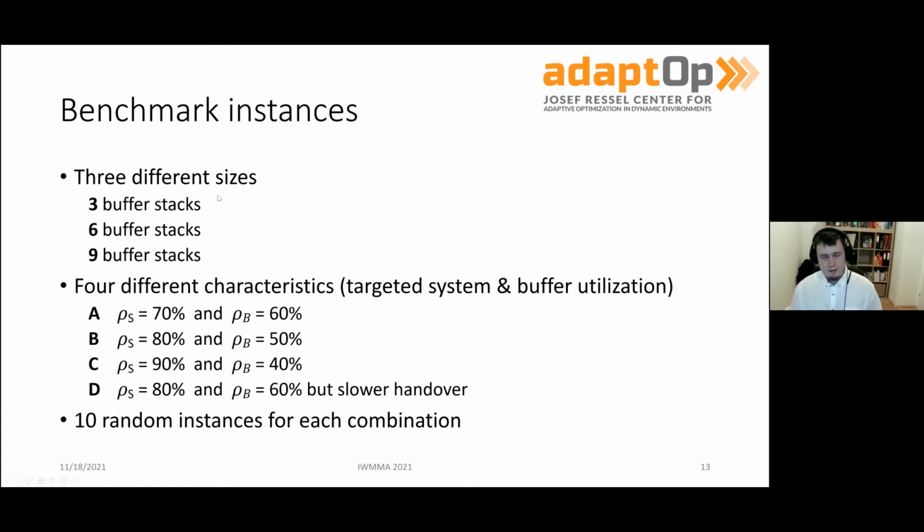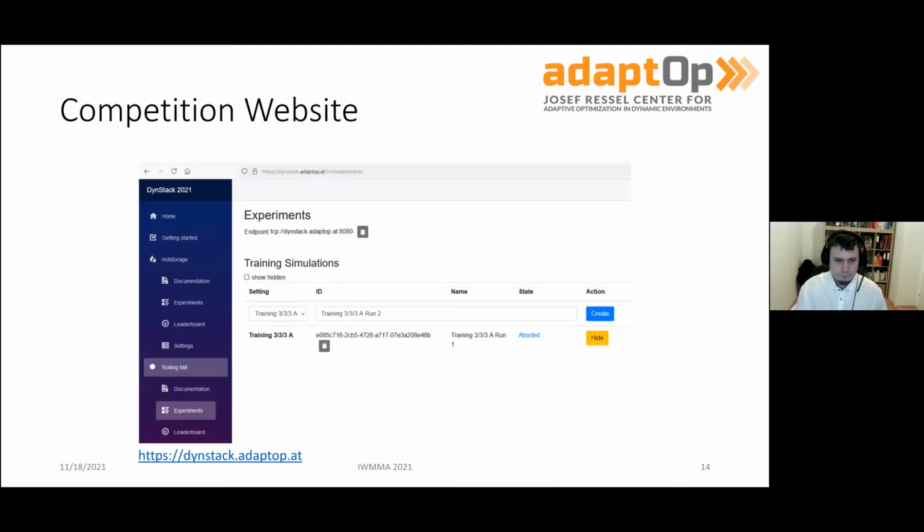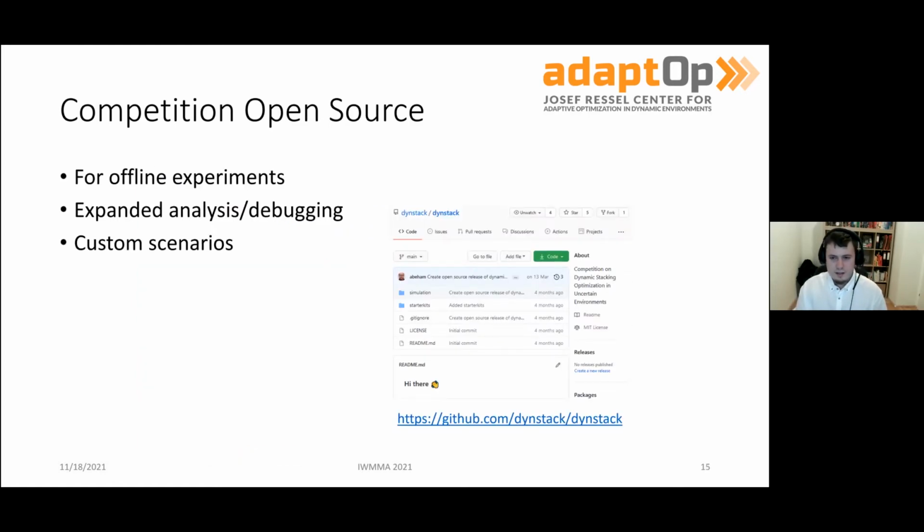This slide is mainly for documentation purposes. We provide you with benchmark instances of varying size, both in buffer stacks and in arriver and remover speeds and utilization. You don't need to implement everything yourself. We are hosting a yearly competition on these problems, and you're all very welcome and invited to participate. We will look at the website live in a second.